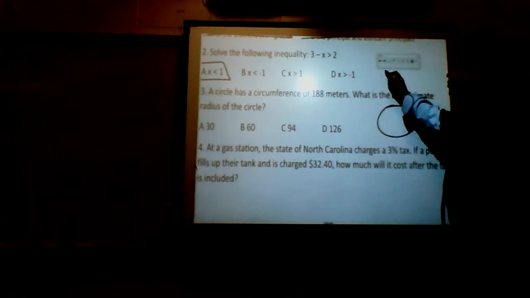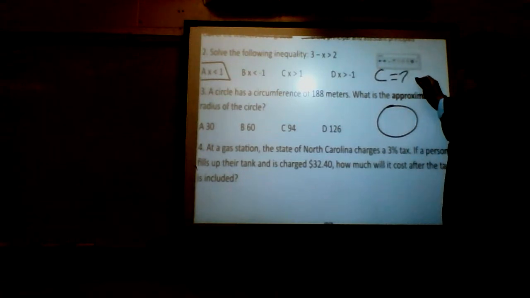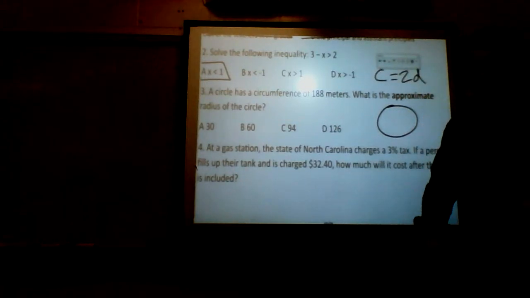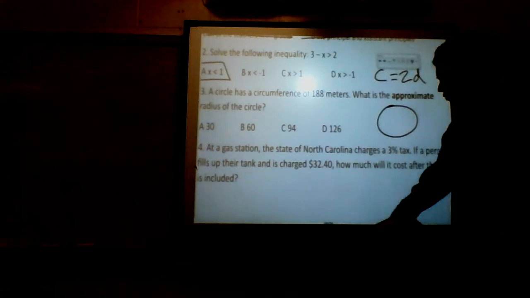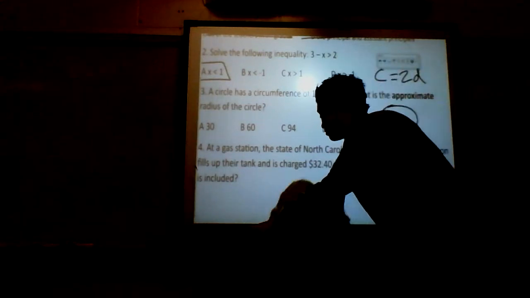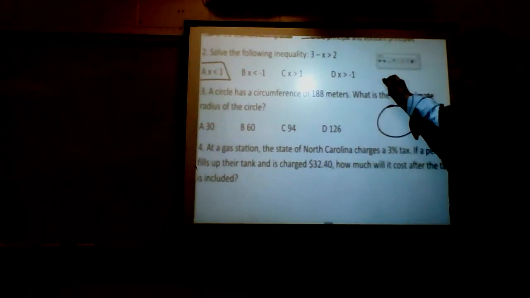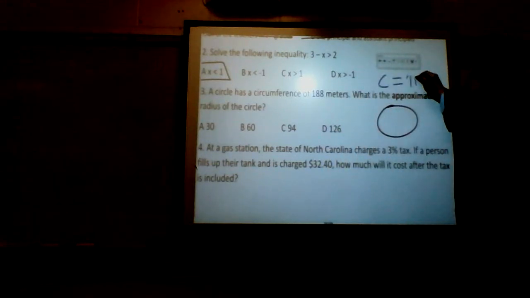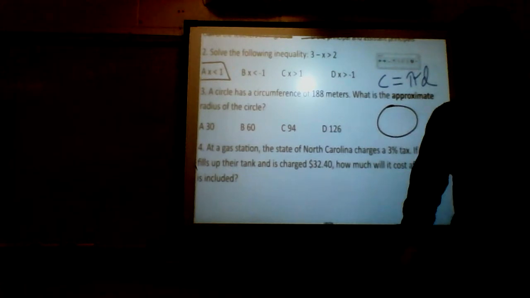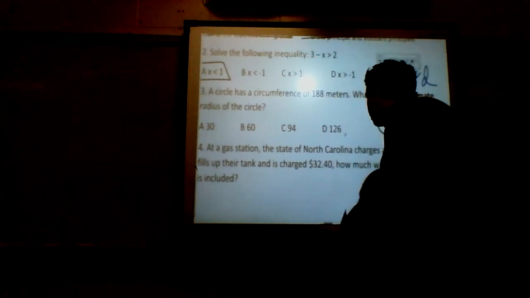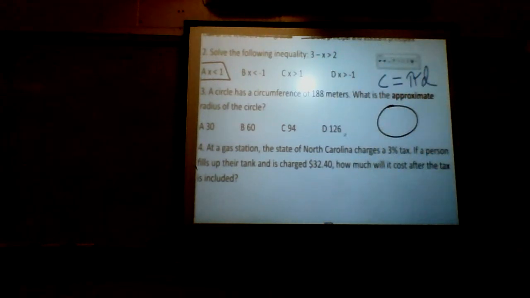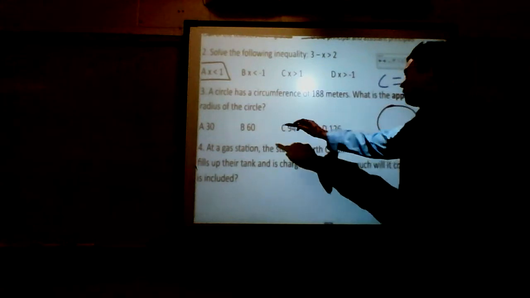And since we're talking about circumference, I know circumference is 2 times the diameter, or, oops, I'm sorry, scratch that. I know circumference is pi times the diameter. Sorry about that. Circumference is pi times the diameter. So, circle has a circumference of 188. What is the approximate radius? That's what we're looking for, is the radius.